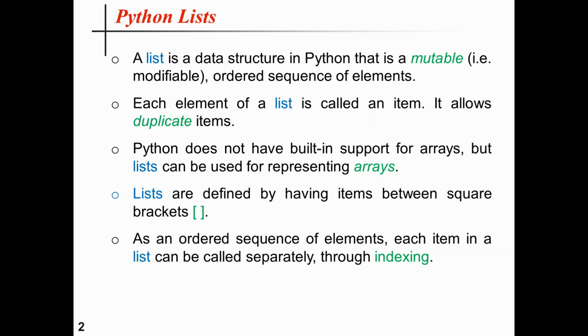Python doesn't have built-in support for arrays. So using list, we can represent arrays in Python. Lists are defined by having items between the square brackets. As an ordered sequence of elements, each item in a list can be called separately using indexing.